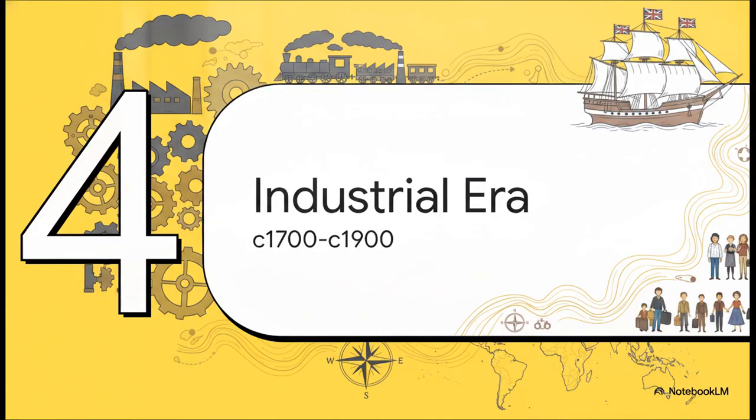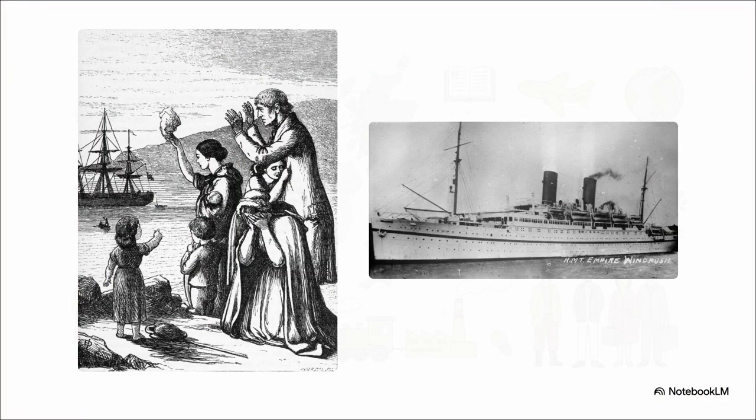On to Section 4, the Industrial Era, spanning the 1700s to the 1900s. In this period, the massive engine of the British Empire, relentless labor demands, and severe global crises caused the scale of migration to literally explode.